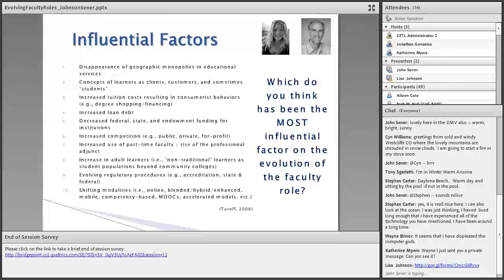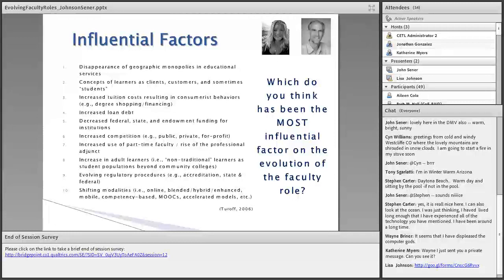Apologies to everyone for this very text-heavy slide, but if you could read the list of 10 influential factors on the screen from Turov that were published in 2006, and recognize these factors continue to be influential even today, a decade later. Then, using the survey link in the chat box or typing in the box directly, take a moment to identify which factor you think has been most influential on the evolution of the faculty role.